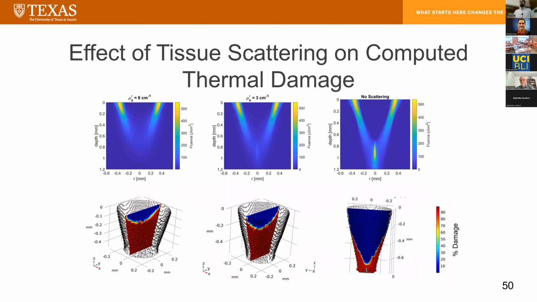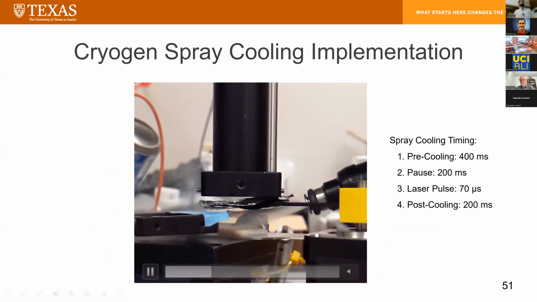We also looked at the effect of scattering. So on the left here is our normal scattering. And then as we reduced the scattering by half and removed it, we're predicted to be able to preserve deeper into the tissue. So this approach could potentially be used with methods to reduce scattering in order to further provide healthy tissue.